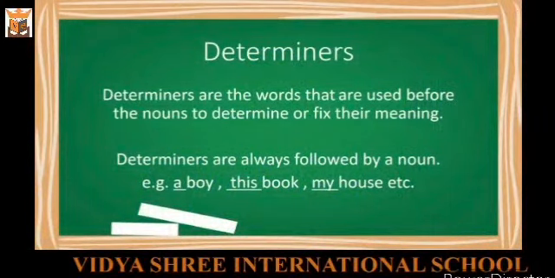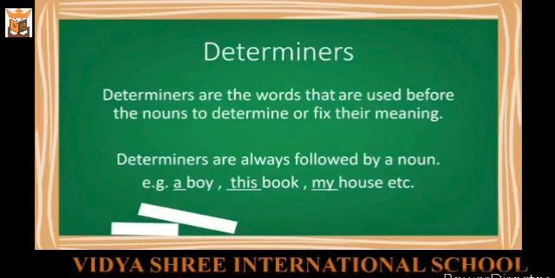So what are determiners? Determiners are the words that are used before the nouns to determine or fix their meaning. Determiners are always followed by a noun. Example: a boy, this book, my house. In these examples, a, this, my are the determiners and boy, book and house are the nouns.